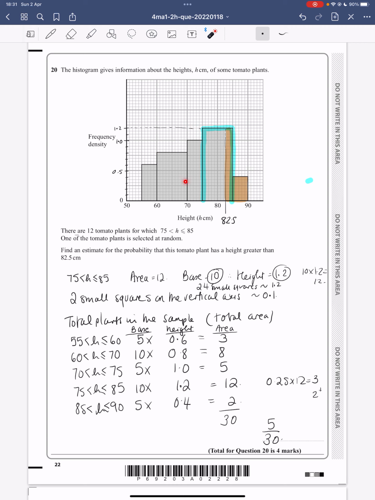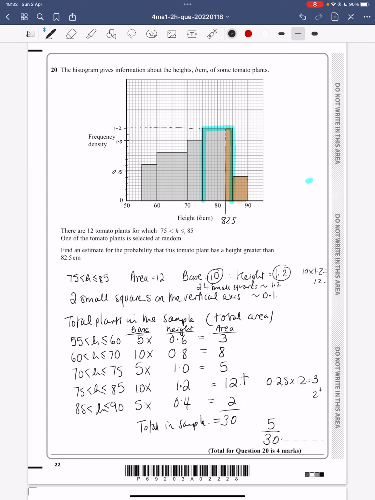And then this one is, where is it there? 0.4? Yeah, 0.4. Okay, so for the area, base times height: 5 times 0.6 is 3, 10 times 0.8 is 8, 5 times 1 is 5, 10 times 1.2 is 12, and 5 times 0.4 is 2. And then we add those up. So the total in the sample is 30. It's all those added up.